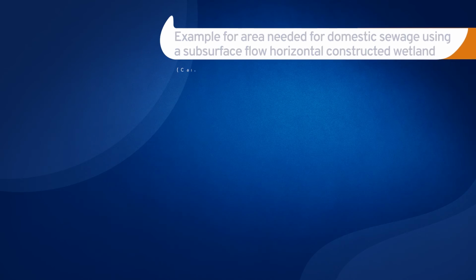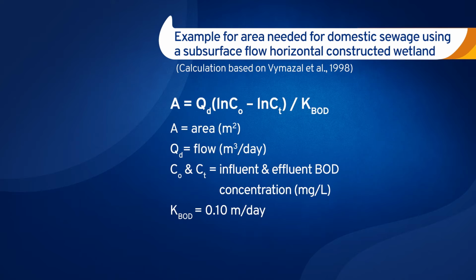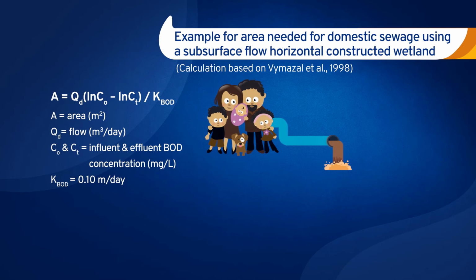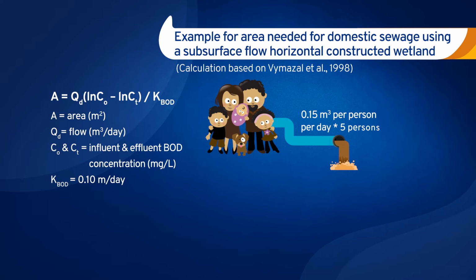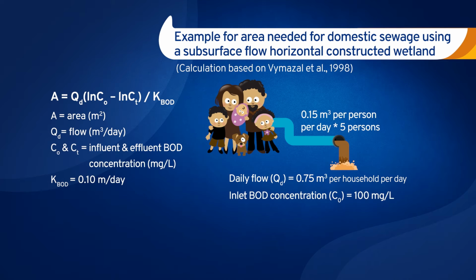So how do we actually approximate the area required for a horizontal subsurface constructed wetland? Let's, for example, estimate the area needed for an on-site wetland to remove BOD to the regulatory levels, assuming a 5-person family that produces 0.15 cubic meter per person per day with an inlet C0 concentration of 100 milligram per liter. The regulation suggests that 10 milligram per liter BOD is required before the treated water can be reused for irrigation. Thus, the effluent concentration CT should equal 10 milligram per liter.